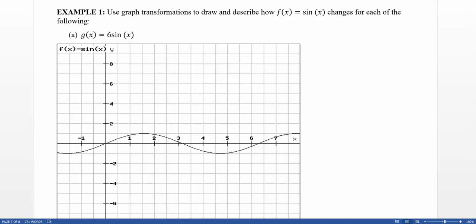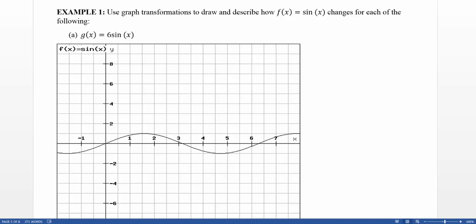Example 1. Use graph transformations to draw and describe how f of x equals sine x changes for each of the following scenarios. So we're going to look at 3 different scenarios to see how the graph transformation impacts the function. So you can see the graph of sine of x graphed here, and we want to graph 6 sine of x. So remember, if we multiply a number in front, that's going to stretch our graph.